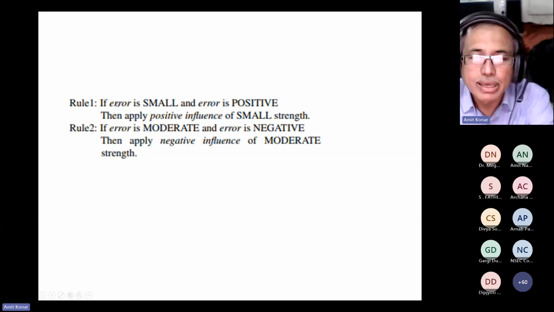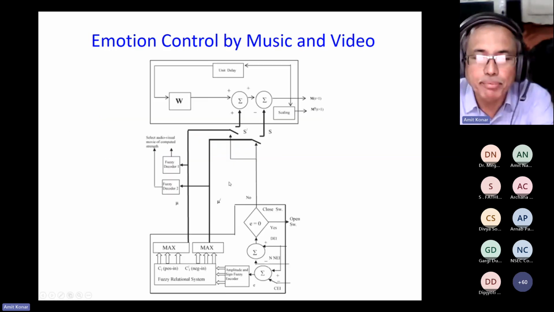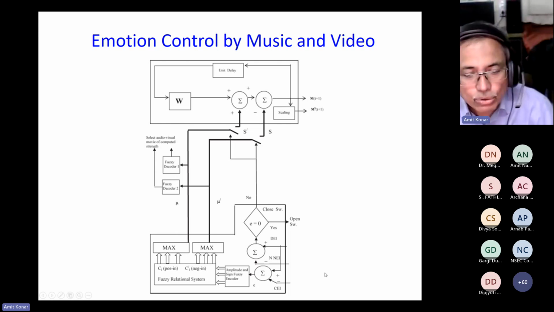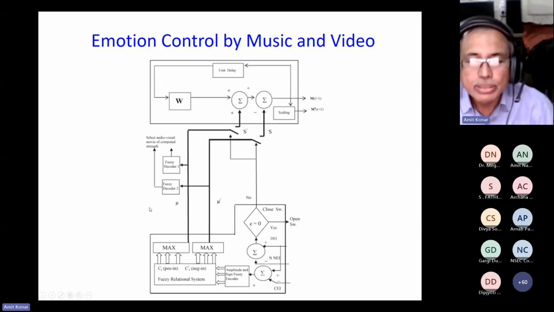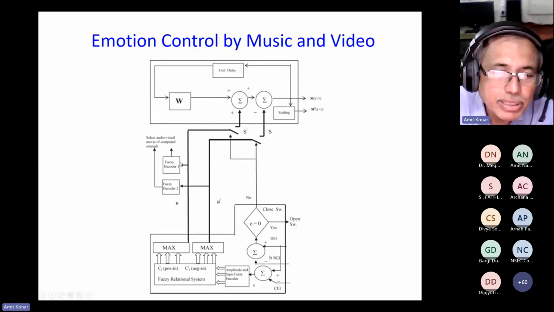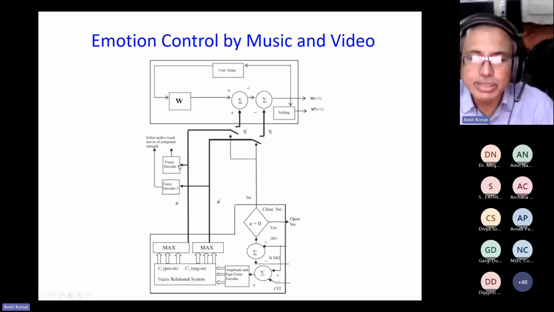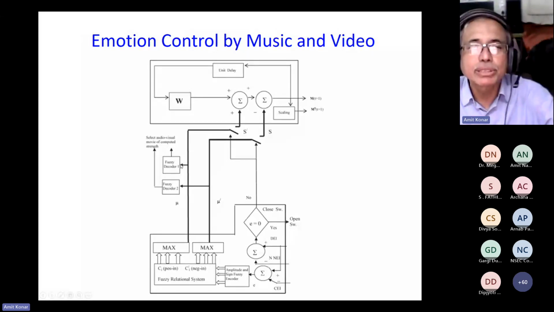Again, we have some rules: if the error is small and positive, then apply positive influence of small strength to get happiness. If the error is moderate and negative, then apply negative influence of moderate strength to bring happiness. So this is basically the emotion dynamics that you already pointed out, and this is the fuzzy controller for that. What does the fuzzy controller do? The fuzzy controller will select the right audiovisual clips with proper strength. Each audiovisual is properly labeled with a strength value to add up to the current emotion, to arouse the emotion level positively or negatively.